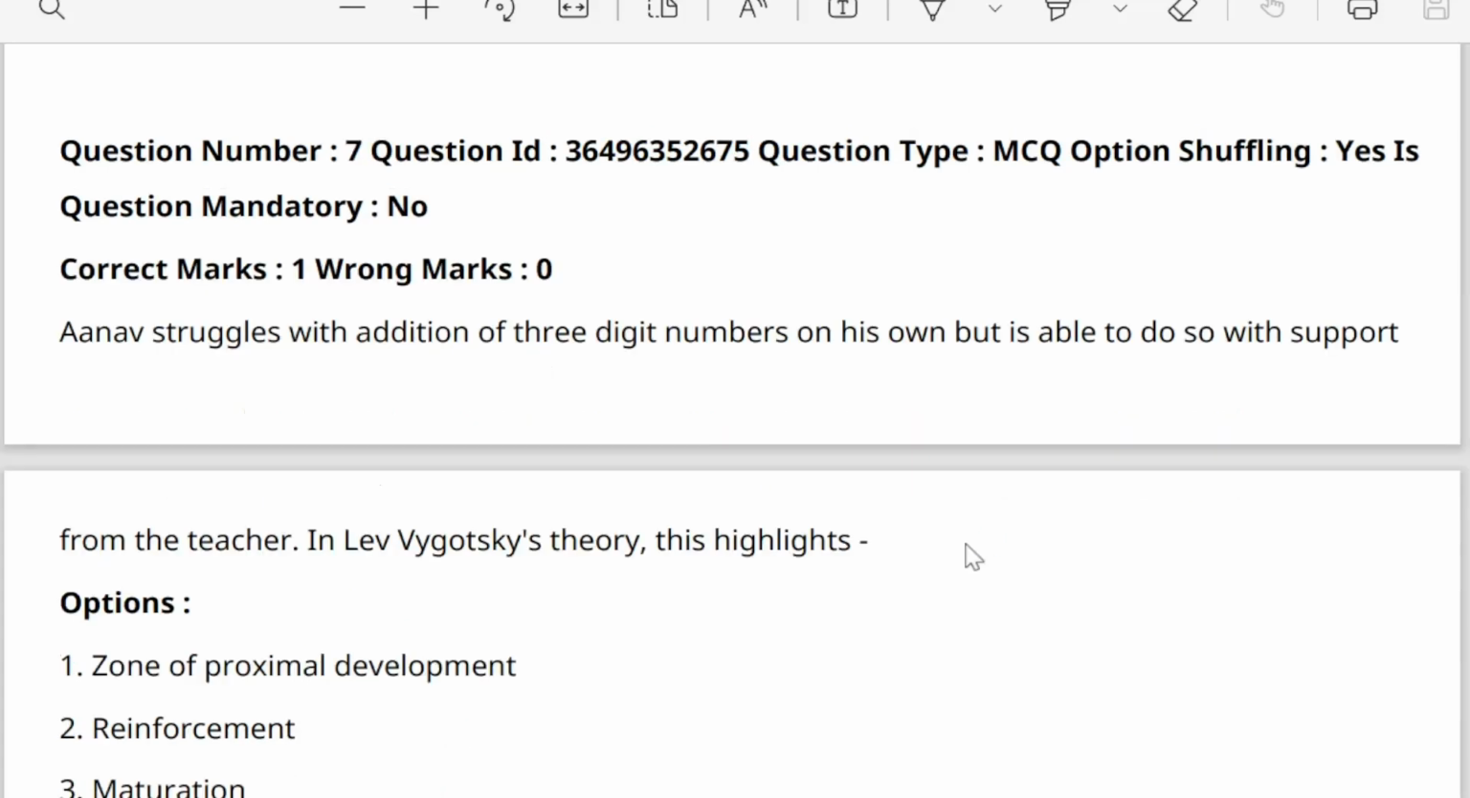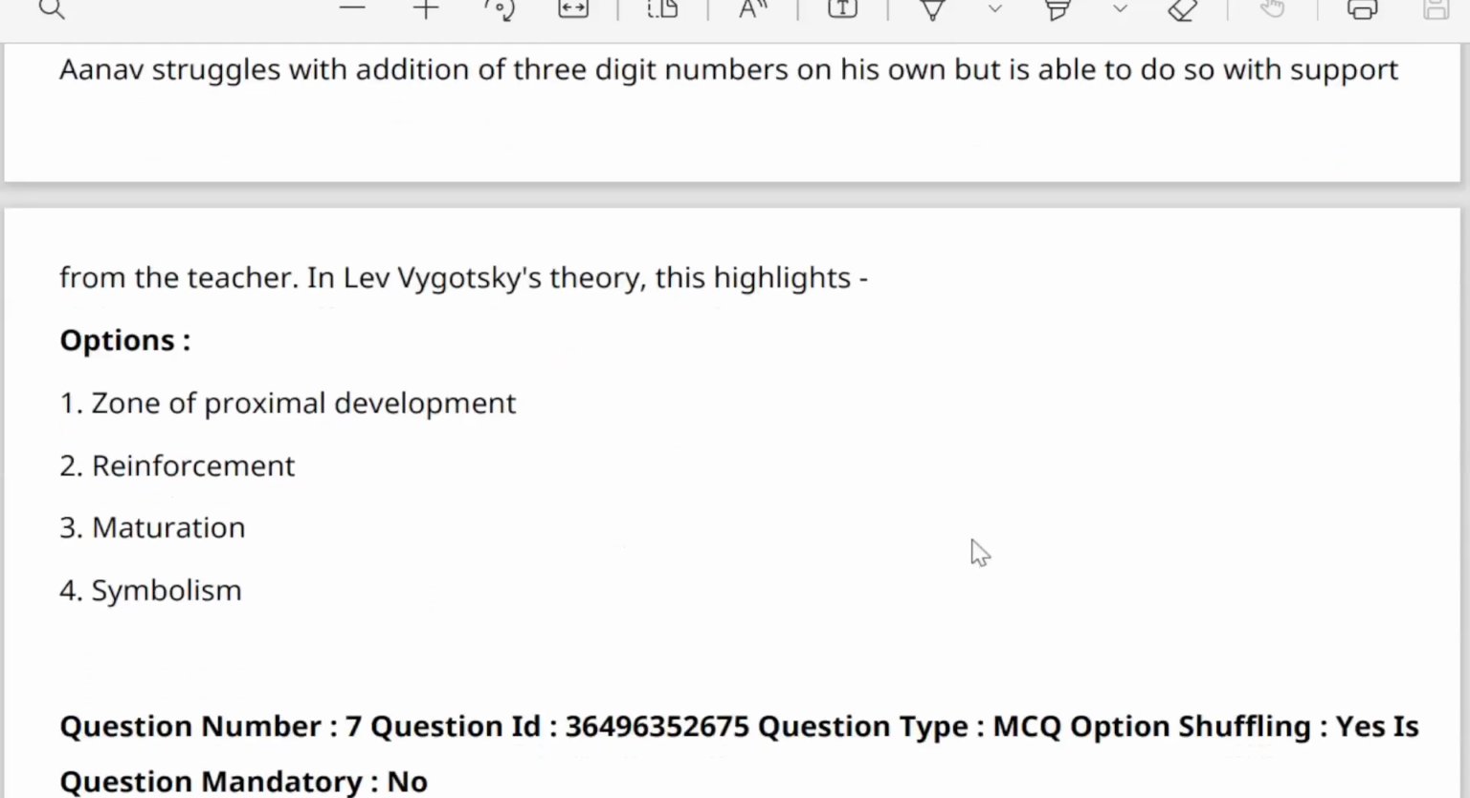Question 7. Arnav struggles with the addition of 3-digit numbers on his own but is able to do it with the support of the teacher. In Lev Vygotsky's theory, this highlights the zone of proximal development, reinforcement, maturation, or symbolism. So the answer is the first, zone of proximal development, ZPD.